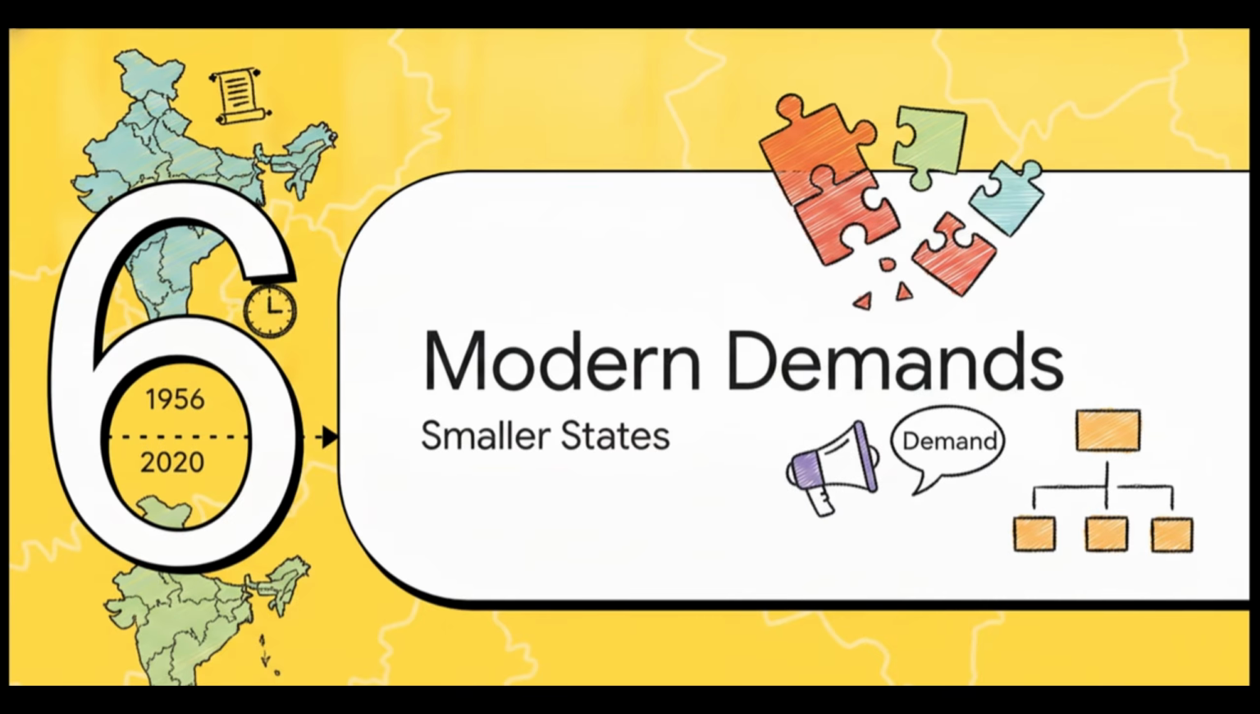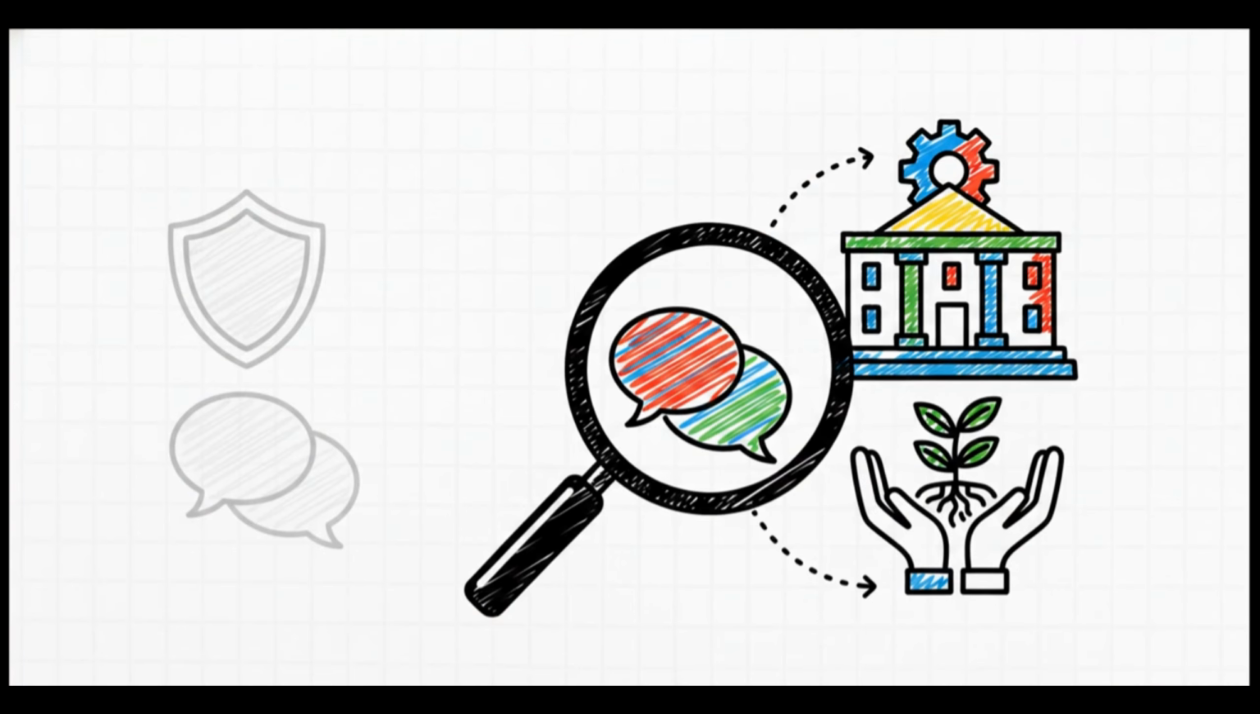And finally, Section 6, Modern Demands for Smaller States. So having traced over 60 years of boundary changes, from that baseline in 1956 right up to the administrative tweaks of 2020, we really have to ask an analytical question. What exactly continues to drive the demand for new, smaller states today?